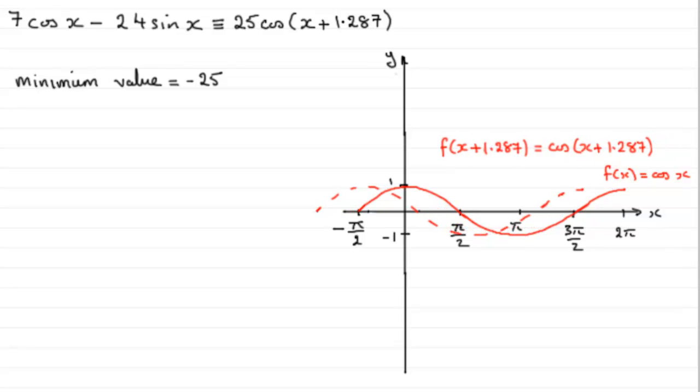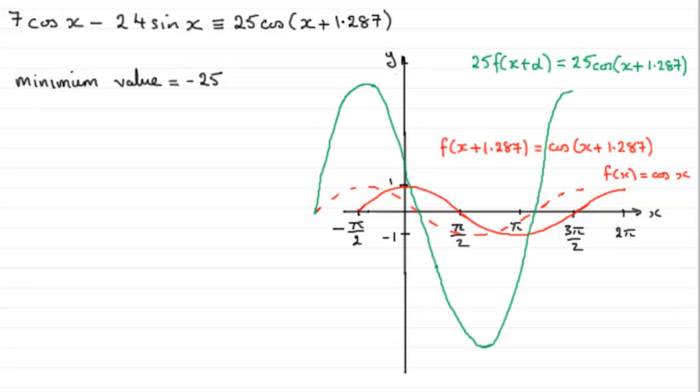Okay, now then, what do we do next? Well, we've got a 25 now in front of the cosine of x plus 1.287, so we need to multiply this by 25. And what would that do to this dotted graph? Well, we should know that it stretches the graph parallel to the y-axis by a factor of 25, and I've got it drawn in here.